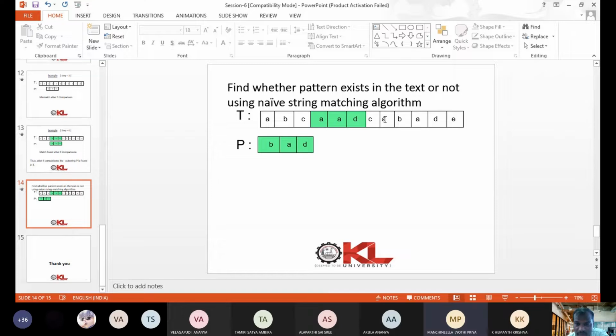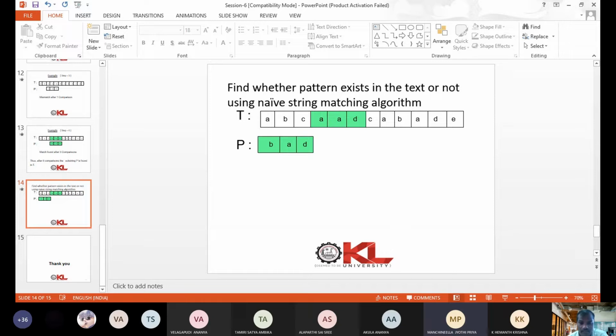In the 9th position, you made 3 comparisons to find the answer, right? Yes, sir. B, A, D. All are similar. Match one. So count all the comparisons you made, then you will get the total number of comparisons you made to arrive at the answer. So that is how you can do it in the string matching algorithm.